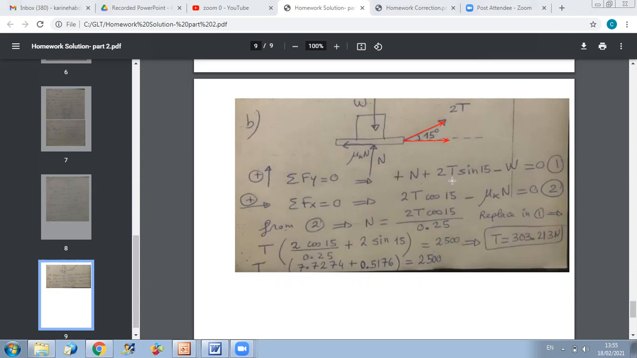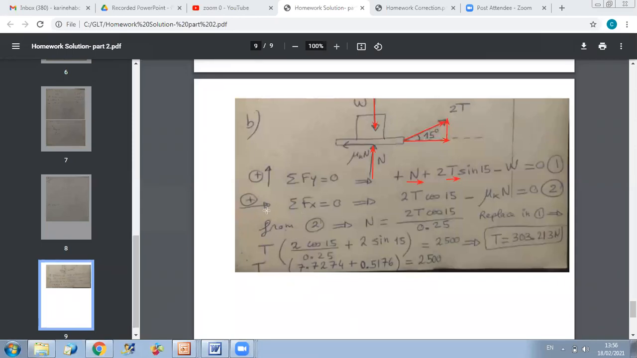So first let us write in Y direction, sum of Y equals 0. What do we have in Y? We have the weight, so it's minus W, plus the normal. And don't forget the projection of the tensions on Y, which is 2T sine 15. This will give us the first equation. This equation involves two unknowns, N and T. This is equation number 1.